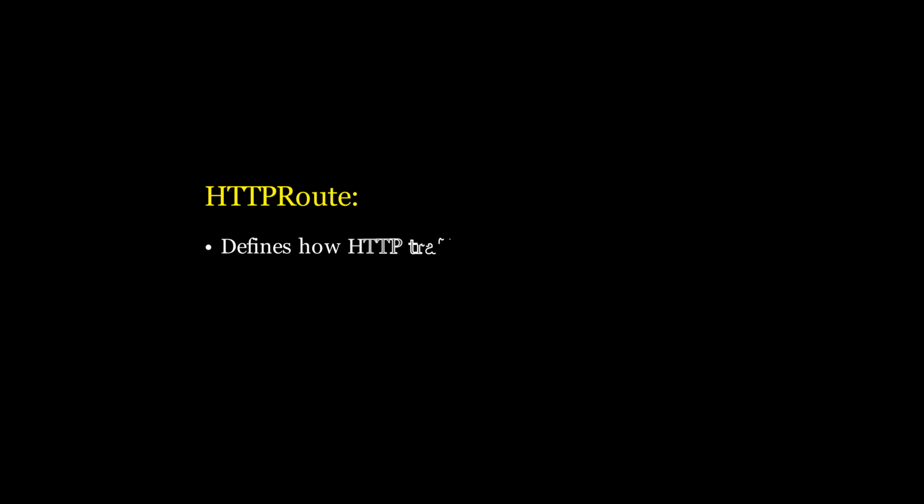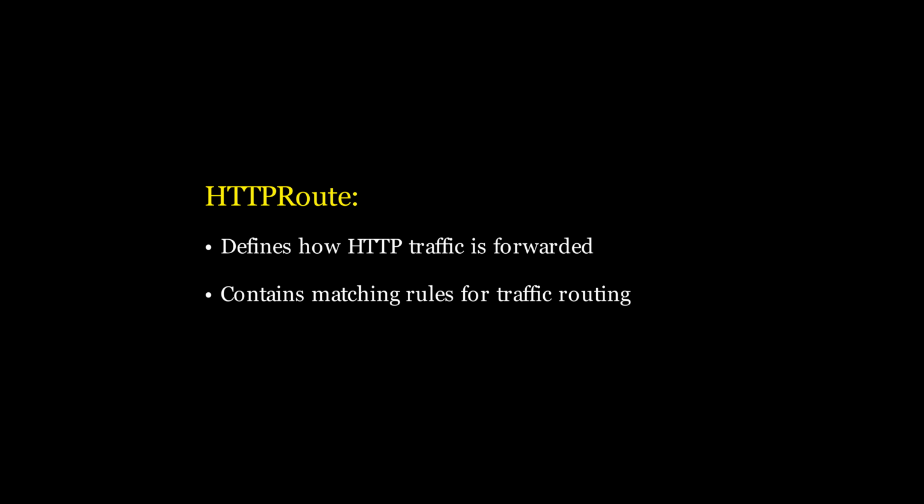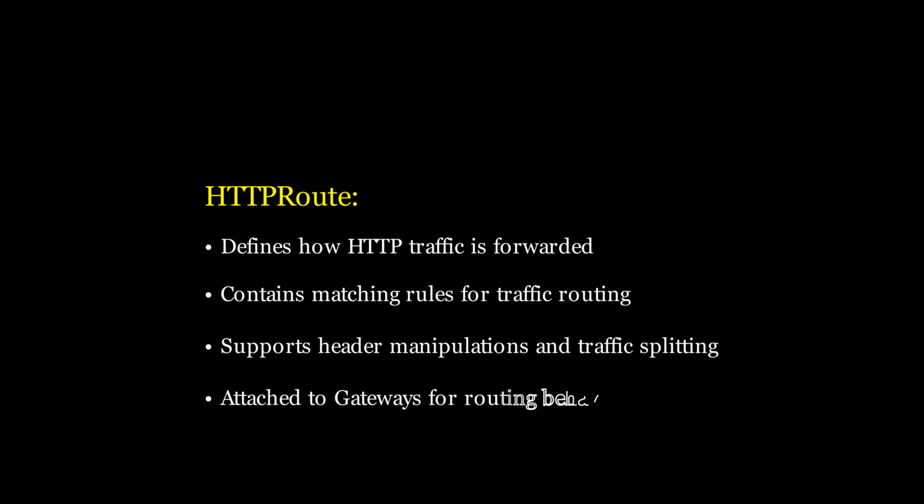HTTP route is a key routing resource that specifies how HTTP traffic should be forwarded from a gateway to Kubernetes services. It defines matching rules, header manipulations, and traffic splitting capabilities. HTTP routes can be attached to gateways to define specific routing behavior for HTTP traffic.